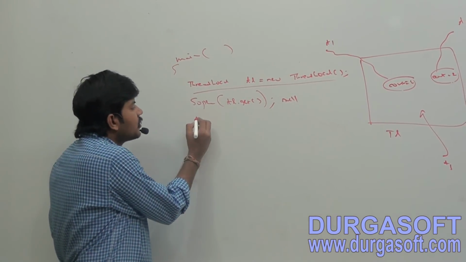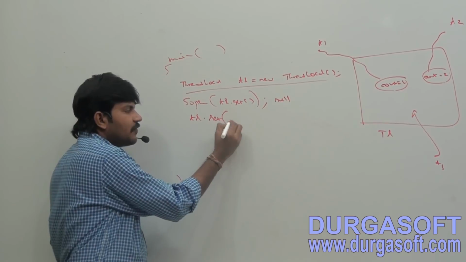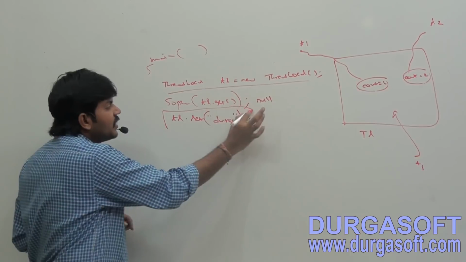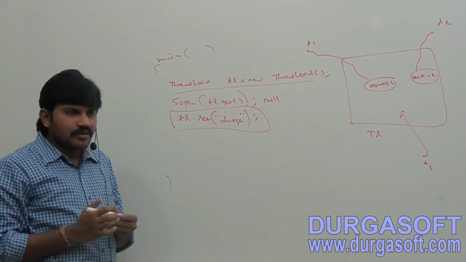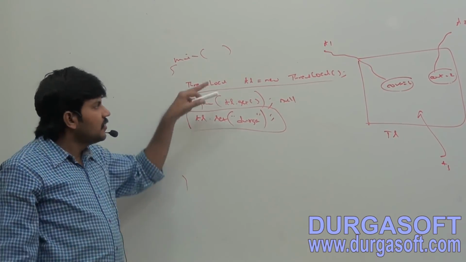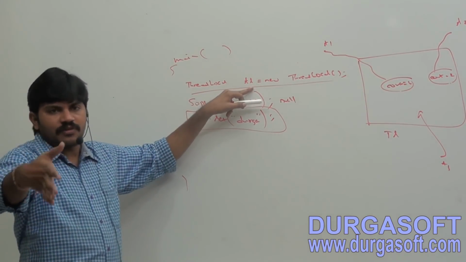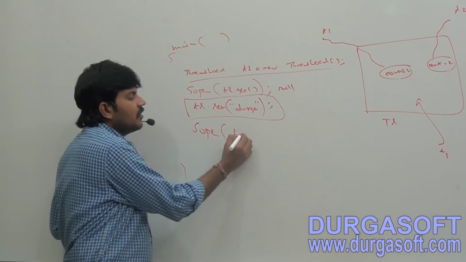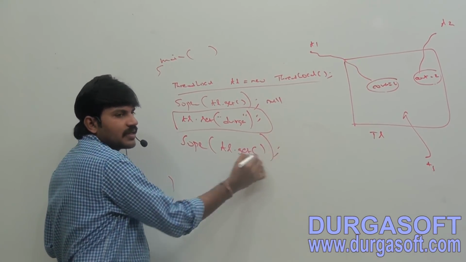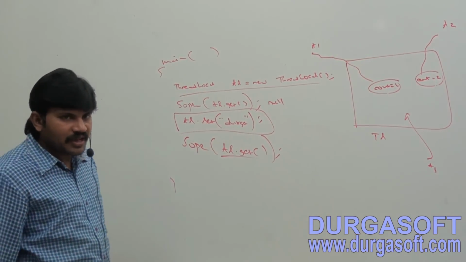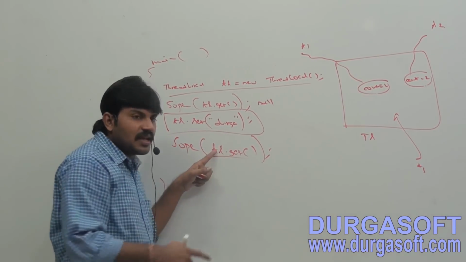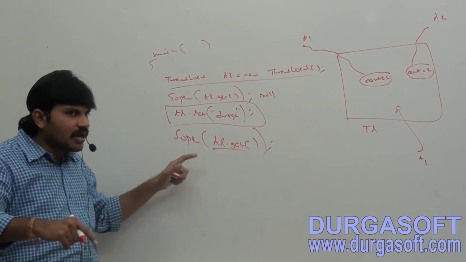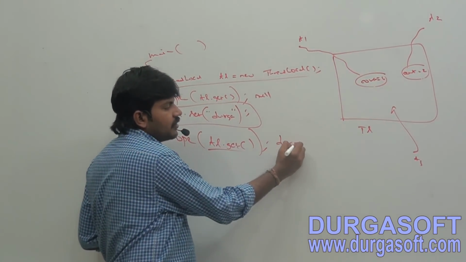Like this, TL.set of Durga is added. Can you tell this line executed by which thread? Main thread. So for the main thread, in this ThreadLocal, Durga is configured. Now I can ask System.out.println TL.get. Can you tell what value you are going to get? Durga, because this line executed by which thread? Main thread. For the main thread, which value is configured in the ThreadLocal object? Durga. That's why Durga is coming.